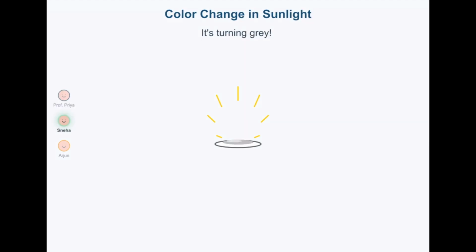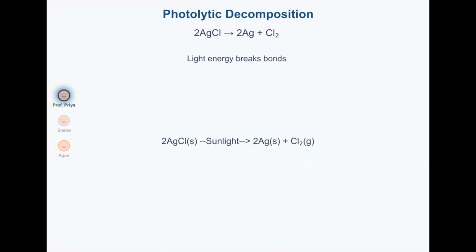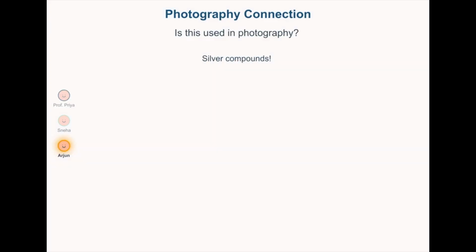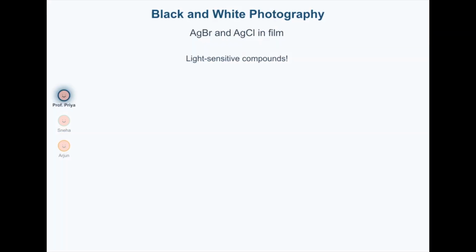Professor, the white powder is slowly turning gray in the sunlight. This is photolytic decomposition. Light energy breaks silver chloride into metallic silver and chlorine gas. Wait, is this how old cameras worked? Using silver compounds that change in light. Brilliant connection. Arjun, yes, silver bromide and silver chloride were used in black and white photography films.